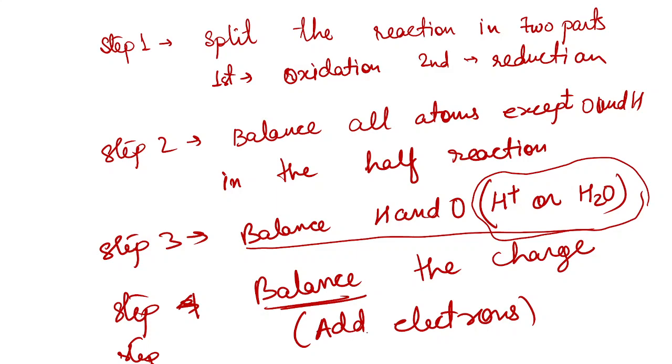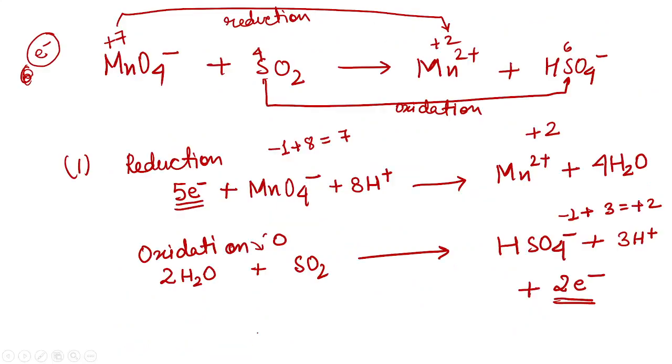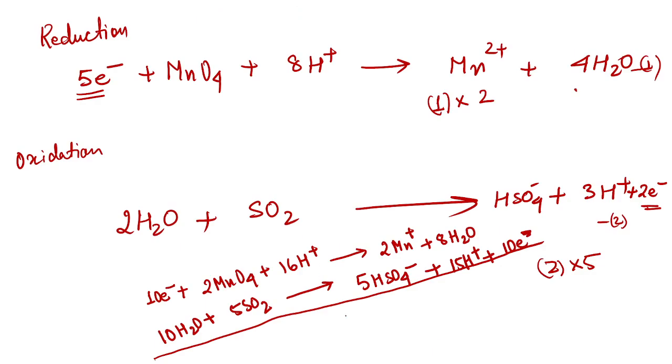Now after this we have to add these two reactions. The final step, step number 5, says that we have to add both the half reactions. When we add both the half reactions, you see this 10 electrons and this 10 electrons are present on two different sides of the equation, so they will cancel out. Now whatever we are left with, we are going to write that.